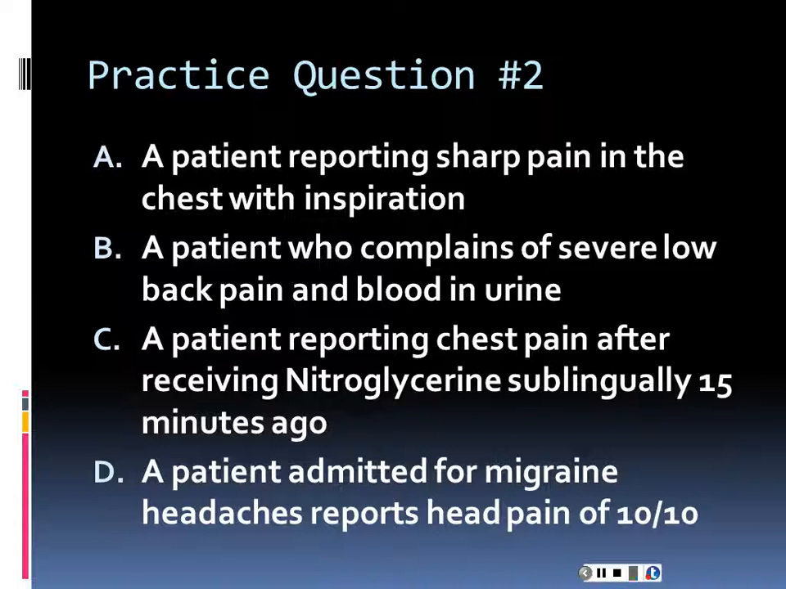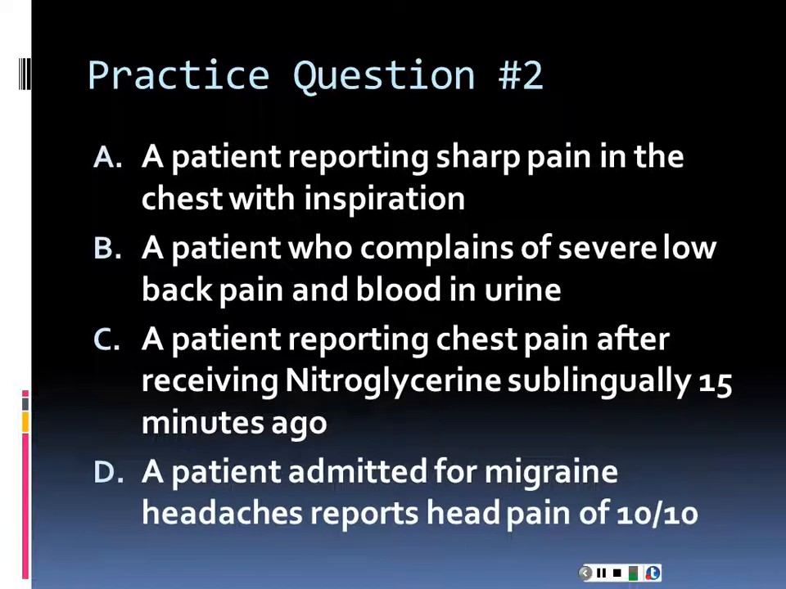If I think about sharp pain with inspiration, I've got to think about what's the worst thing that can be. That sounds like it could be a pulmonary problem. It's not real specific. It could be pleuritis, but I'm not real sure. C, though, I've got a patient that's having chest pain. They got nitroglycerin, and they're still having chest pain. So I've definitely got an acute problem that can't be dismissed in C.